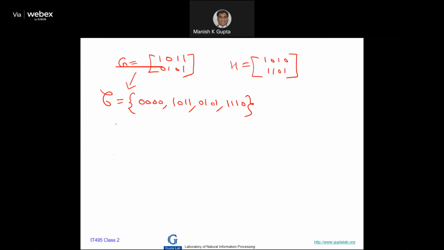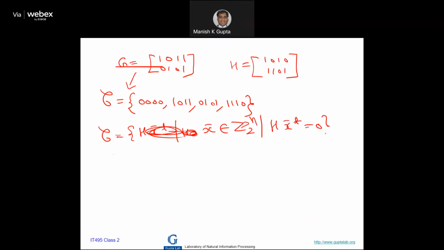Now let us look at the other definition. So C is nothing but all those vectors x in F2 raised to power n such that Hx transpose is equal to 0. So I would like to find out C from H and see whether we get the same thing or not. So what I'm going to do here now, vector X is unknown. So I can assume that, what is the size of X? X1, X2, X3, X4, right?